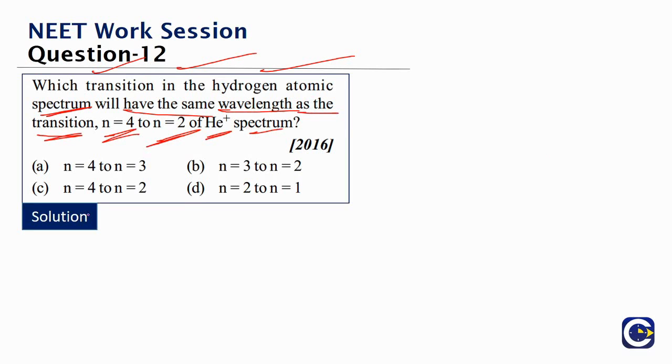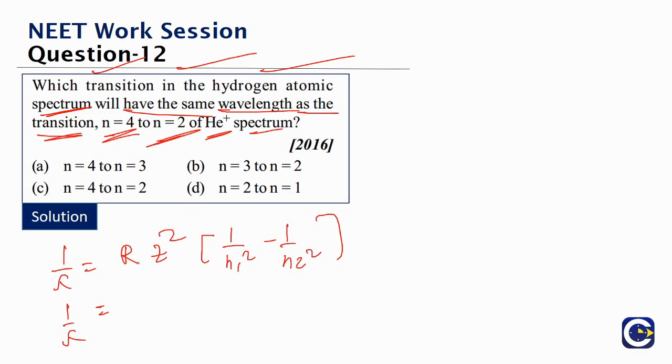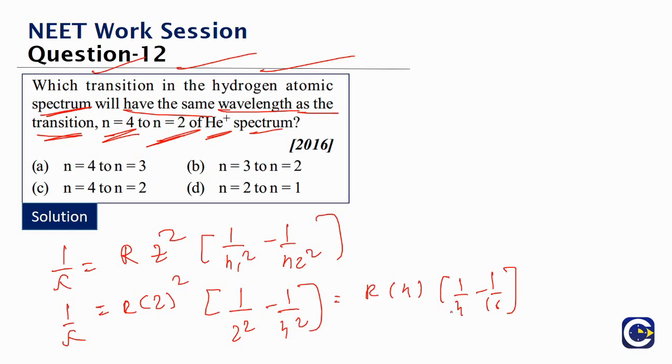First, we will write the wavelength formula, the Rydberg formula. 1 by lambda is equal to R into, for hydrogen-like species, R into z square into 1 by n1 square minus 1 by n2 square. This is the formula, right? So 1 by lambda is equal to R into, helium plus means z will be 2 square, into 1 by, here n1 will be the lower value and n2 the higher value, 1 by 2 square minus 1 by 4 square. So it will be R into 2 square, meaning 4, into 1 by 4 minus 1 by 16.